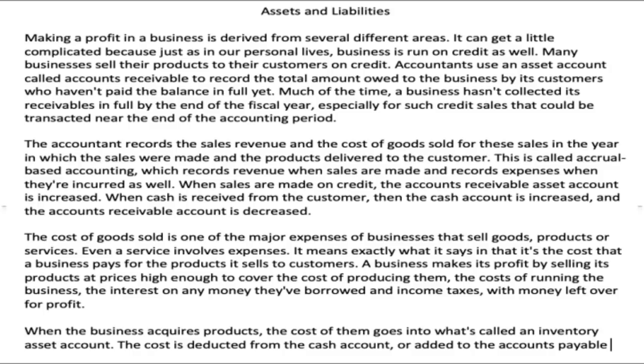The cost of goods sold is one of the major expenses of businesses that sell goods, products or services. Even a service involves expenses. It means exactly what it says, in that it's the cost that a business pays for the products it sells to customers. A business makes its profit by selling its products at prices high enough to cover the cost of producing them, the costs of running the business, the interest on any money they've borrowed and income taxes, with money left over for profit.